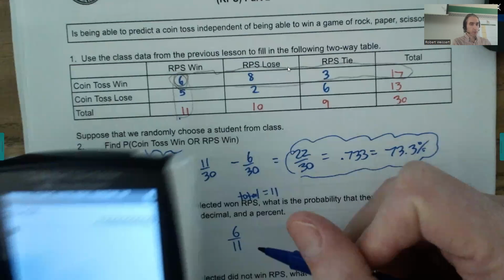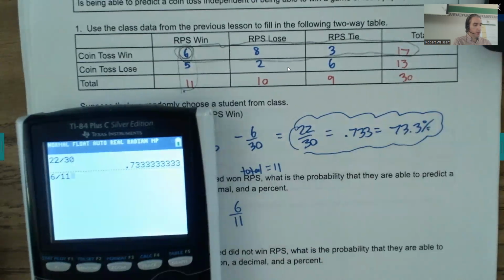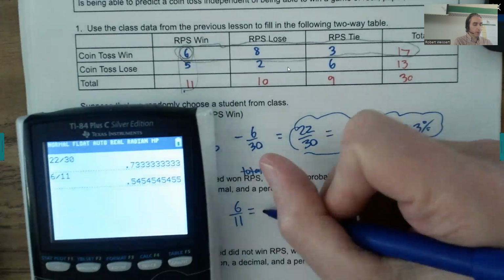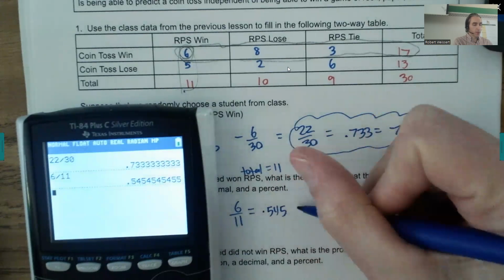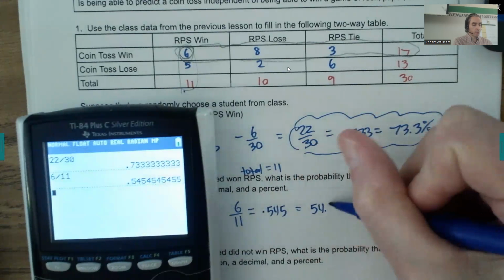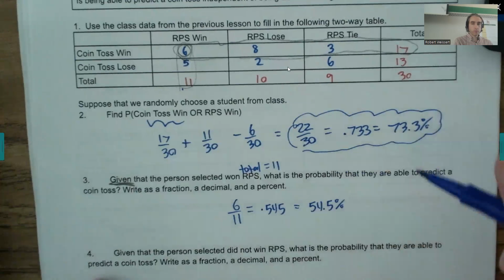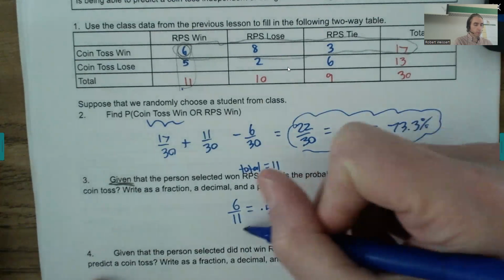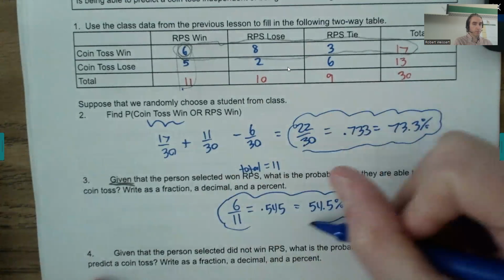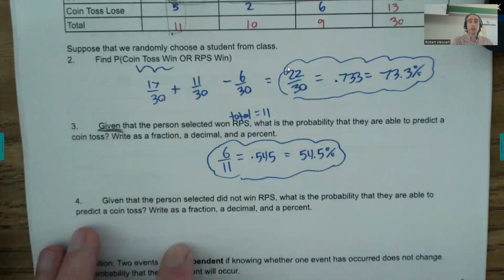Now that fraction reduces to a decimal, about 0.5454, which is 54.5%. Either one of those is fine. Now let's look at the next question.